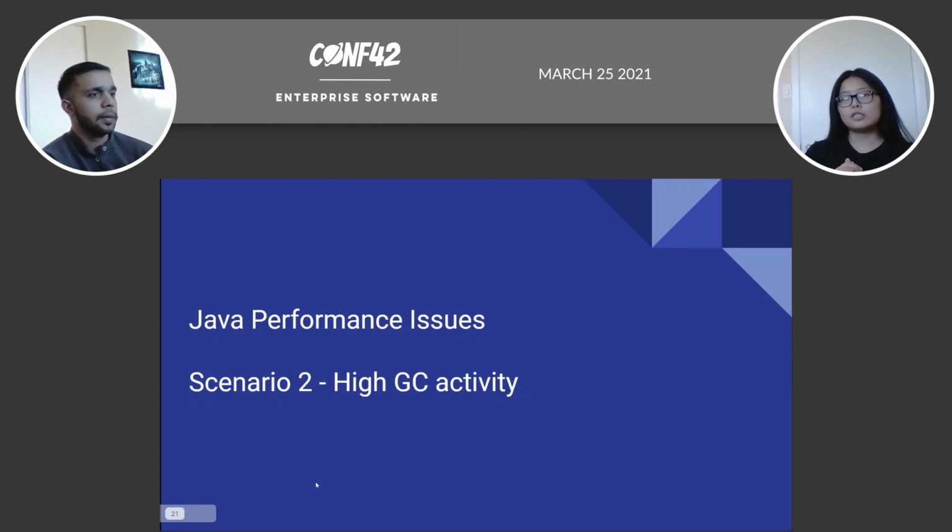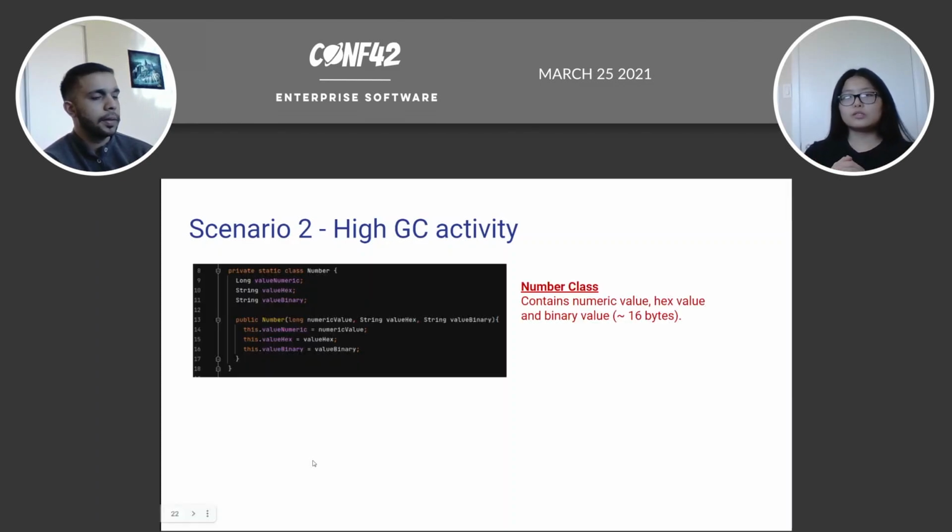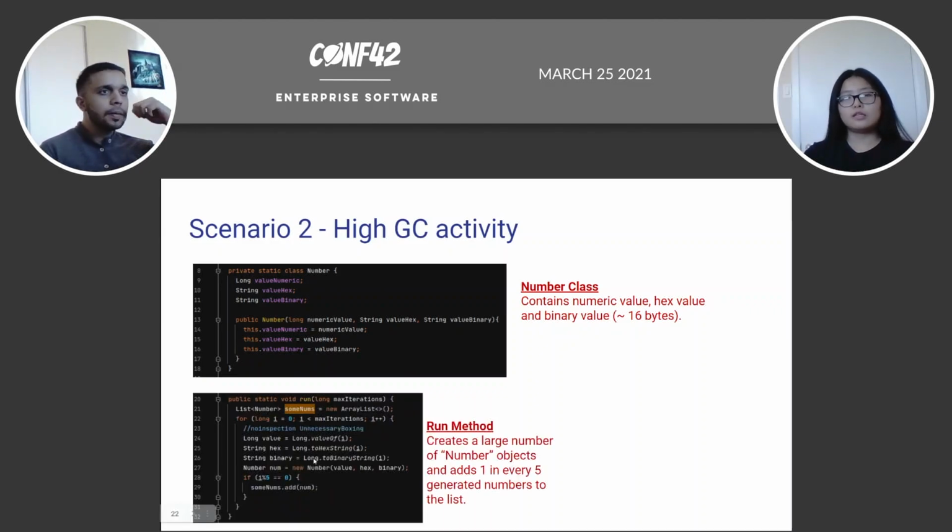The second scenario that we're going to look into is when there's a high GC activity, or high garbage collection activity. For this scenario, we have created a program that will create a large number of objects. A portion of these objects are going to be referenced and the other portion unreferenced. The object that we're going to create is called Number and is around 16 bytes in size. In this sample code, we're creating a large number of Number objects, and then we're only adding 1/5 of them to a list. The reason is that we want to see the difference between the minor GC versus the major GC.